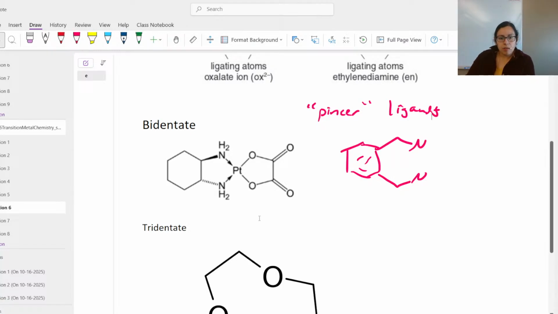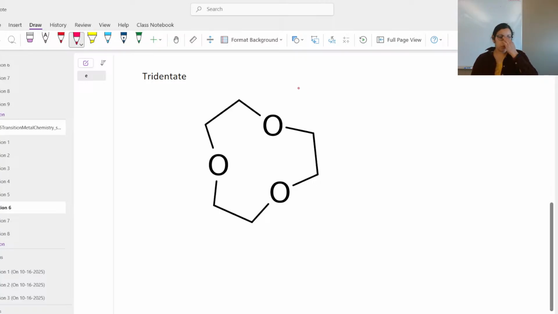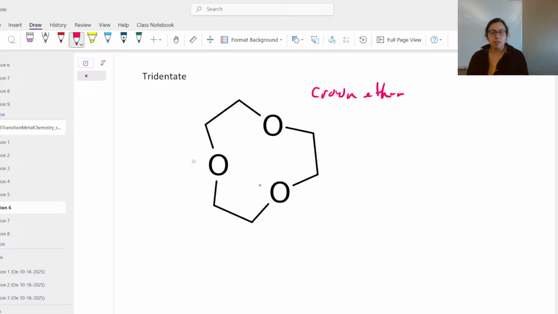And then you can also have tridentate or other complexes. So this is crown ether, these complexes that have some sort of organic ether unit that repeats. They can come in different lengths or sizes, so you can tune your crown ether size to whatever you're trying to capture.